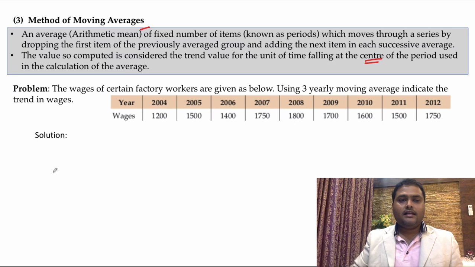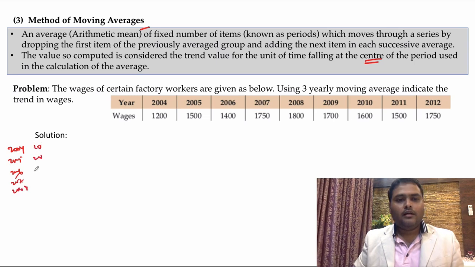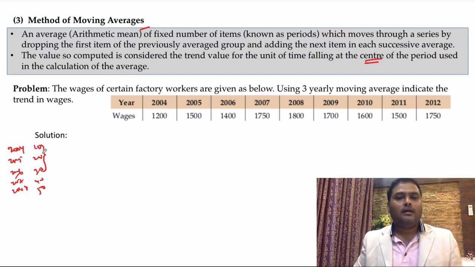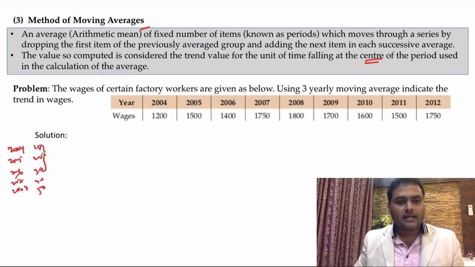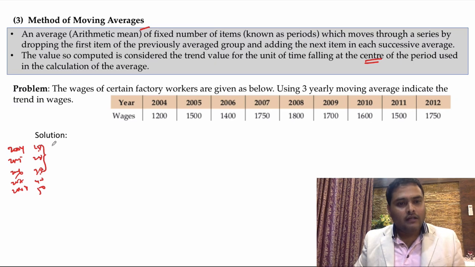So what does it mean? Let's take an example. I'm having values, let's say in 2004, 2005, 2006, 2007, 2008, and so on. So I'm getting 10, 20, 30, 40 and 50 as data. If I'm using a 3 years average, I will take the average of 3 years: 10 plus 20 plus 30. 10 plus 20 is 30, 30 plus 30 is 60, 60 divided by 3 is 20. So I will mention 20 here.